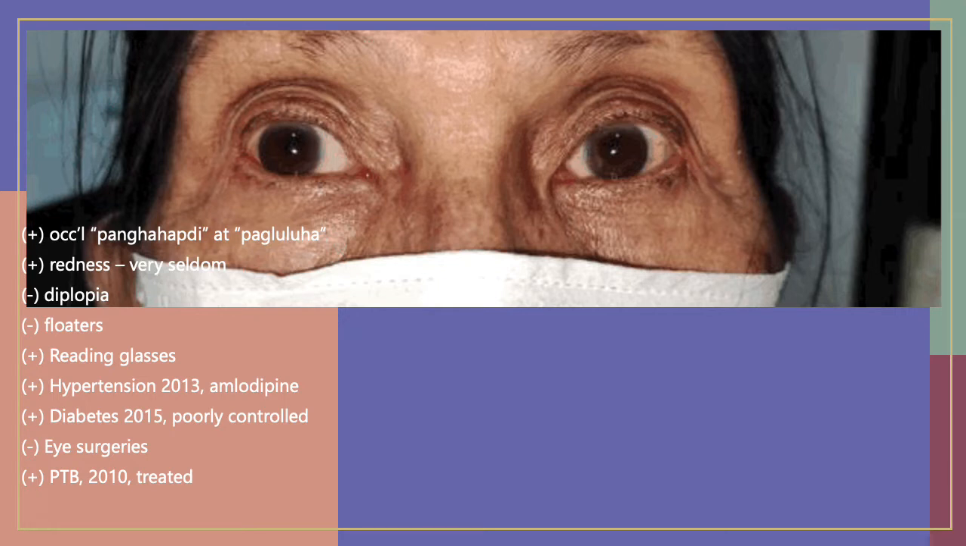Now going back to Aling Melba, on further questioning, she mentioned that she has been using a pair of reading glasses, but these eventually became useless. She had occasional panghahapdi at pagluluha at pagmumuta ng mata, but this was very seldom. Her medical history revealed that she has poorly controlled diabetes since 2015, hypertension, and previous intake of anti-TB medications.